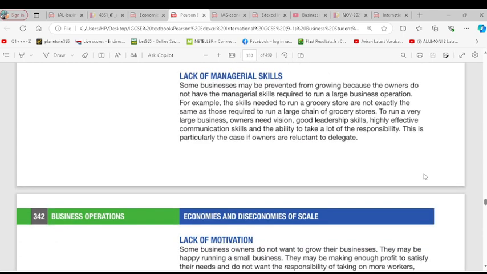The third one, lack of managerial skills. Some businesses may be prevented from growing because the owners do not have the managerial skills required to run a large business operation. They might be able to handle a small business to a certain extent, but if it exceeds that, they don't have the technical know-how to arrange things. So they would just leave it the way it is, because they know if they do expand, they're going to fail. Is it clear?